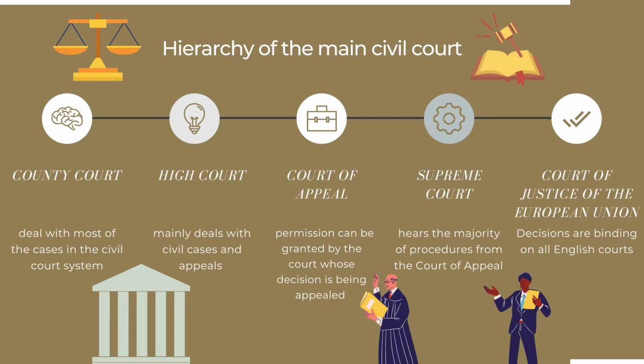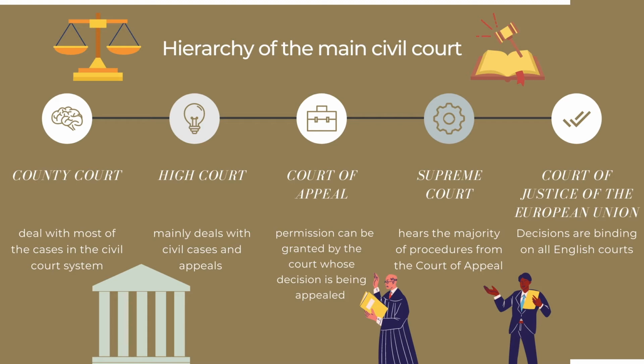For the first one is hierarchy of the main civil court. The first court is county court. It deals with most of the cases in the civil court system and acts as the first instance court. The next one is High Court. It mainly deals with civil cases and appeals from the lower county court. The next one is Court of Appeal Civil Division.